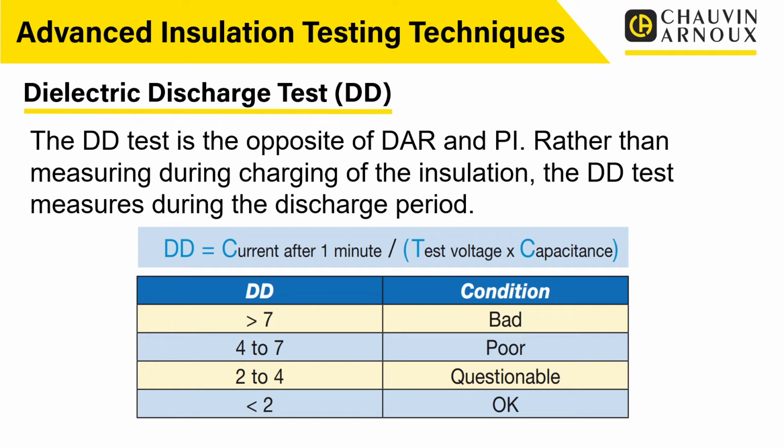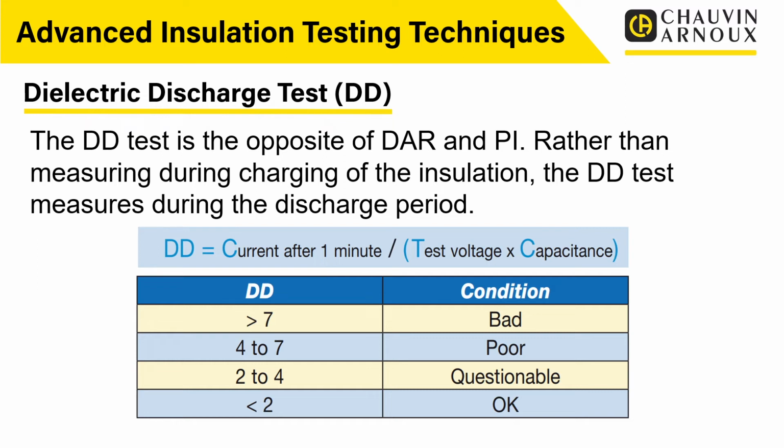So the dielectric discharge test looks at the test voltage, it looks at the current, and obviously over a period of time. So as it says there, the current after 1 minute. Over a period of time, what has the current fallen to? What is the voltage across the insulation? What does that drop down to? What's the capacitance? And then as a result of all of that, it comes out with a value, that ratio, which we can then use to check the condition of the insulation.